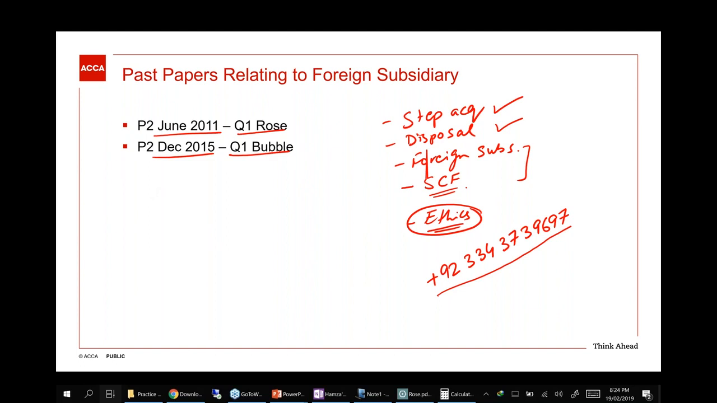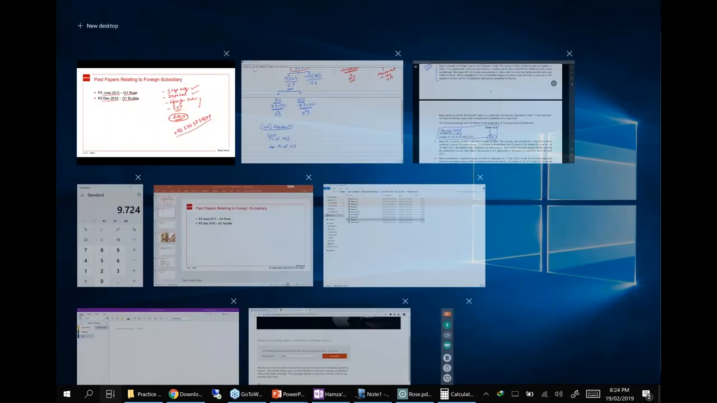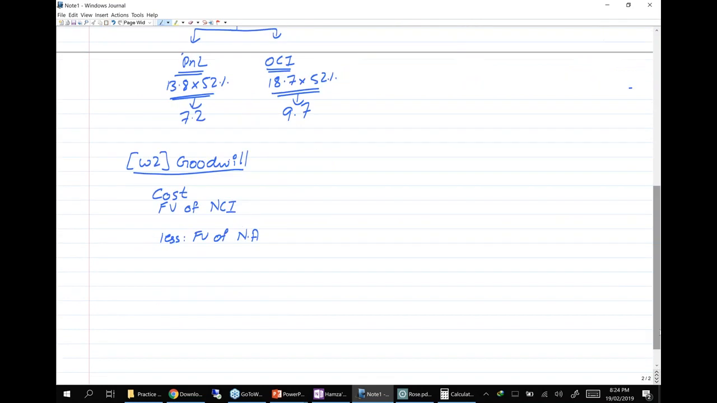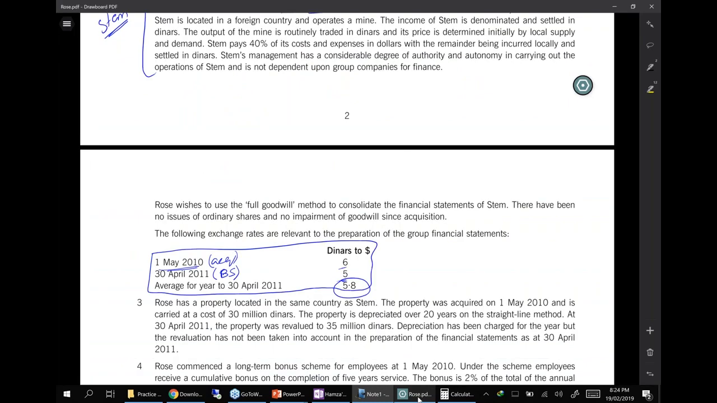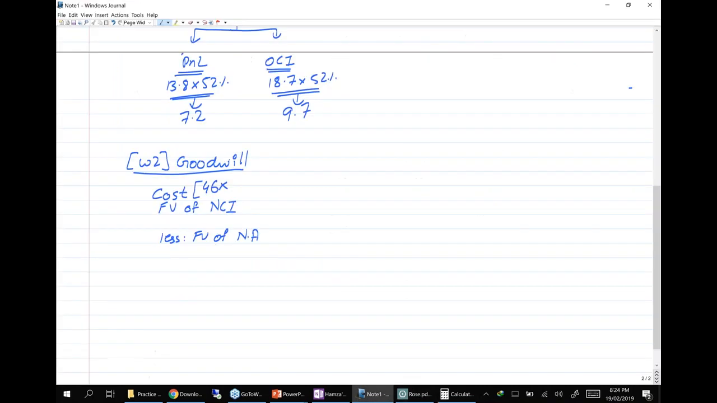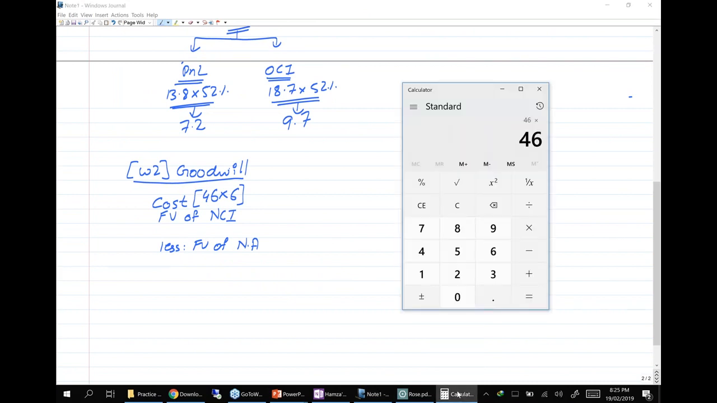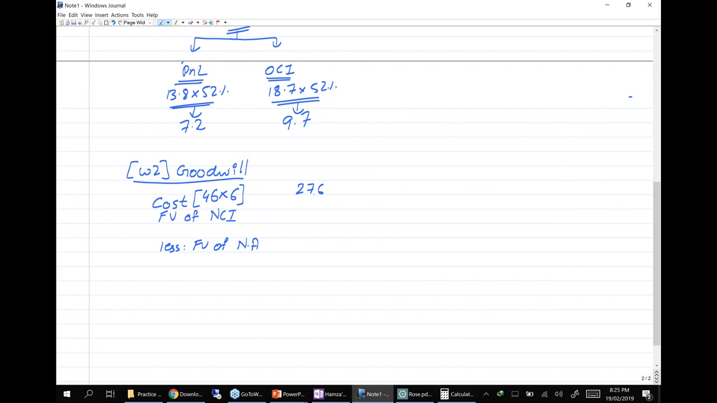So we are coming back onto the file where we were calculating the goodwill. Now when we calculate the goodwill, we need the cost, and we are going to calculate everything in the foreign currency. The question had given us the cost as $46 million. We are going to convert this into the foreign currency at the exchange rate at the date of acquisition. The rate at the date of acquisition was 6. So 46 into 6 is going to be 276. So the cost that we have paid is actually 276.